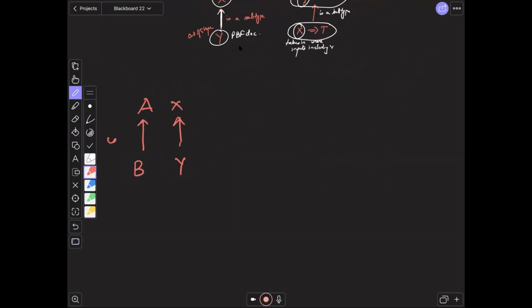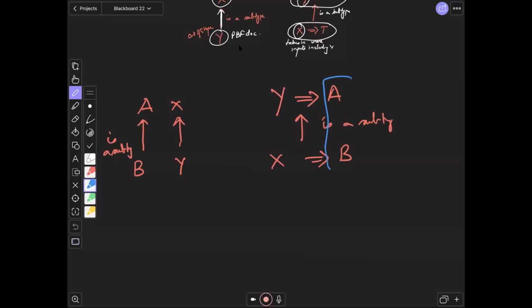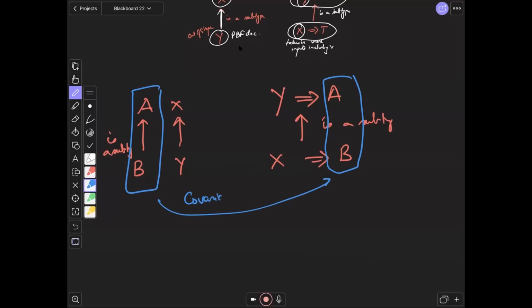So A is a subtype. Then you say a function from Y to A and X to B. This is a subtype. So if you look at the output side of things, this is called covariant. And I'll explain what this means in a second.